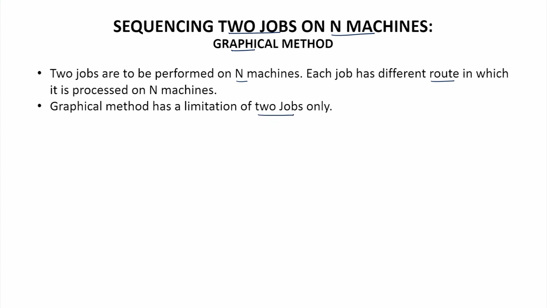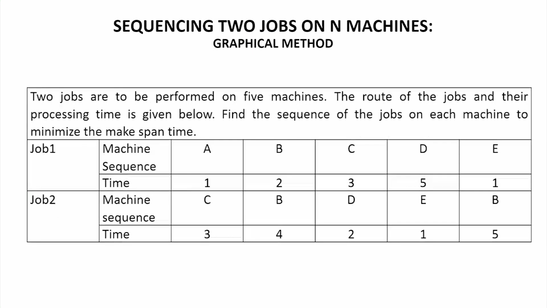Each job has a different route, as you will be able to understand from this data. Job 1 has a machine sequence of A, B, C, D and E, whereas job 2 has a machine sequence C, B, D, E and B. So, the 2 jobs have different machine sequences and the timing requirements are also different on different operations. In this given condition, we have to see which job is to be processed first on machine A, machine B, machine C, whether job 1 or job 2 first, and that we are going to find out.